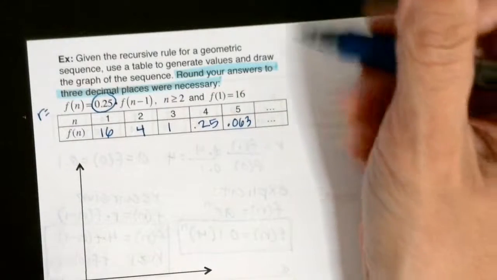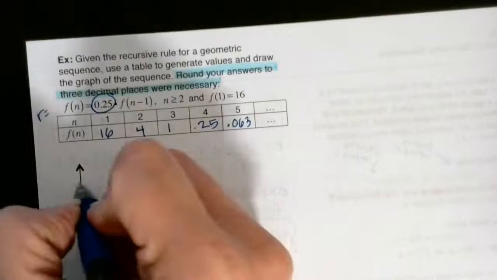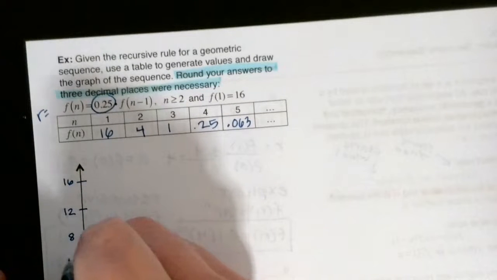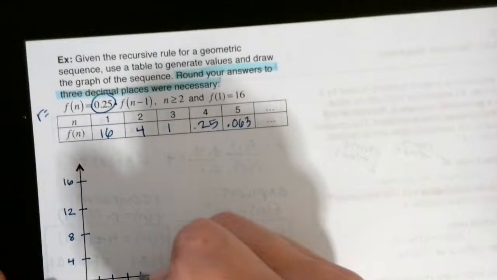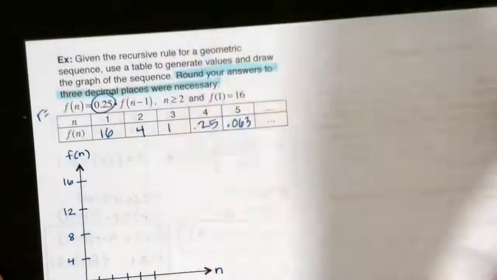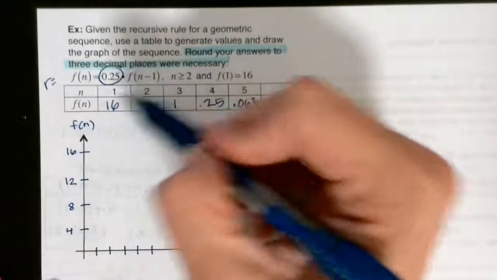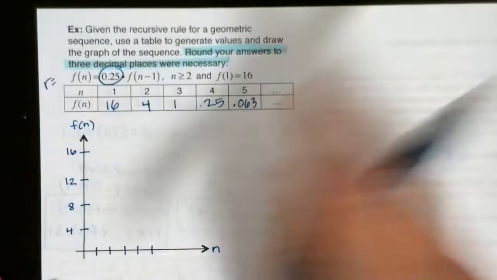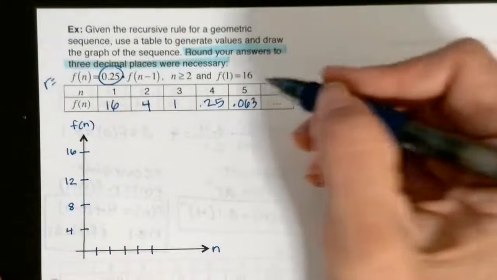So we're going to make our table. We're going to go to 16 though: 4, 8, 12, 16. We have N and F of N, but before I start plotting these, you can plot these as I'm chatting here. Before I start plotting these, I just want to show you guys how to plug into the actual formula right here. So this formula only works when n is greater than or equal to 2. So I'm going to show you why.